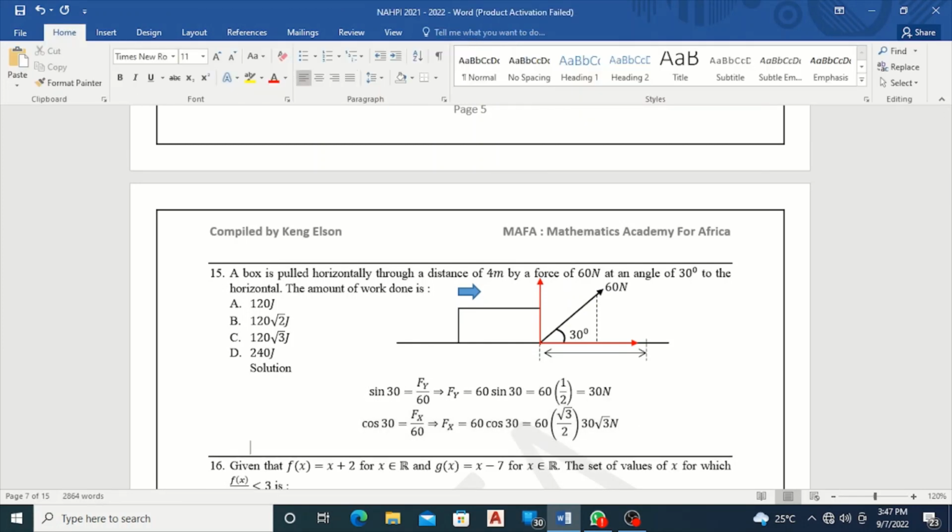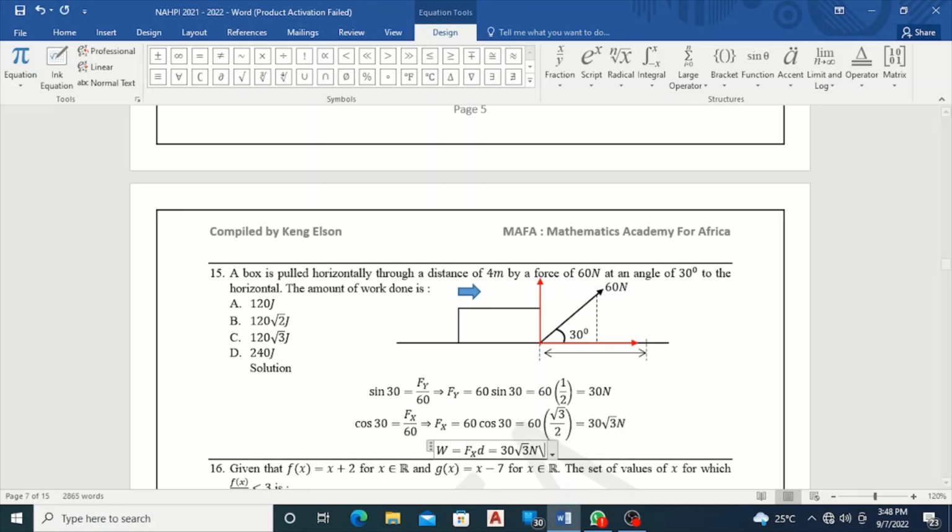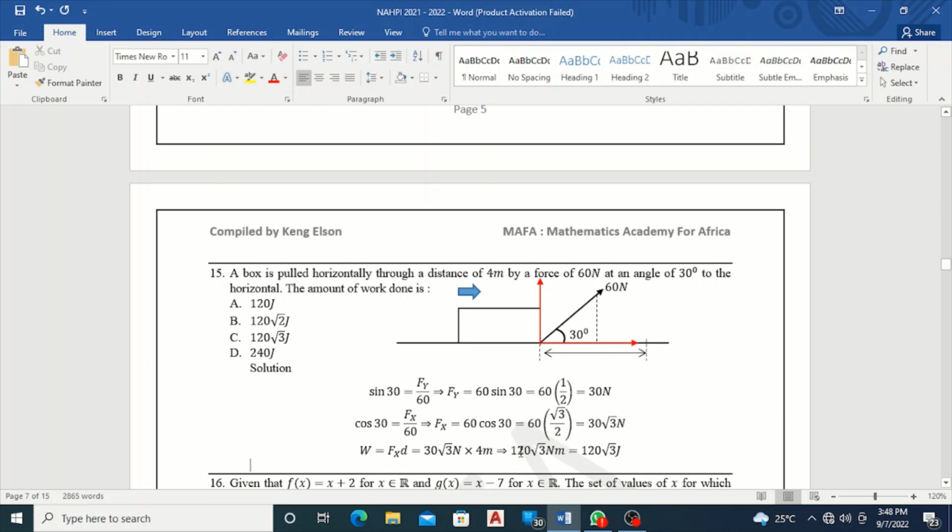Okay, now what's work done? Our work done is in the horizontal direction, remember. So the work done is equal to the force in the horizontal direction times the distance moved, right? The distance moved is 4 meters. So we have the force in the horizontal direction, which is 30 times the square root of 3 newtons. Then we multiply with what? We multiply with the distance, which is 4 meters. So at the end, we get 120 times the square root of 3 newton meters, which is equal to 120 square root of 3 joules. So that's our work done. So the correct option is option C. So option C is correct.